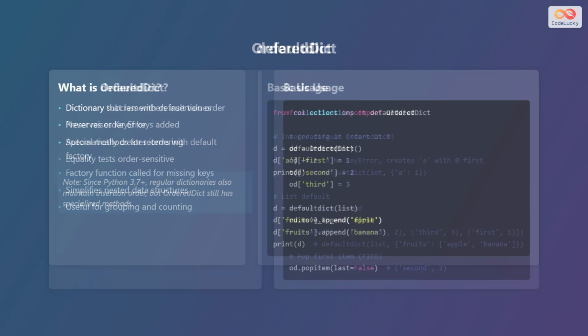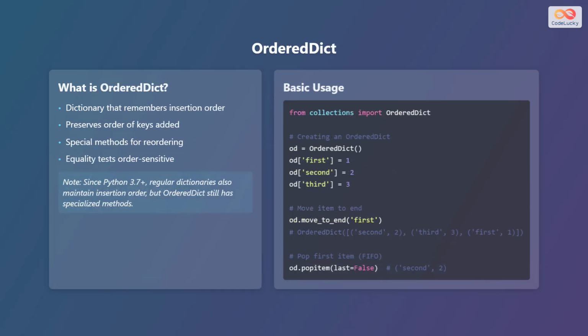Let's explore ordered dictionaries. An ordered dictionary is a dictionary that remembers the insertion order. It preserves the order of keys added and has special methods for reordering. Equality tests are order sensitive. Since Python 3.7, regular dictionaries also maintain insertion order, but ordered dictionaries still have specialized methods.